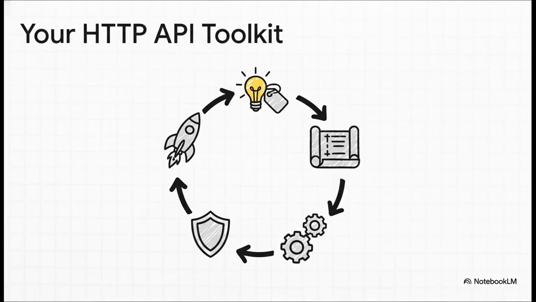So there you have it. That's your complete toolkit for building with AWS HTTP APIs. We've seen why you'd use them. They're fast and low cost. We've seen how you build the blueprint with routes, connect to the engine with integrations, hire a bouncer with authorizers, and finally, launch to the world with stages and custom domains.